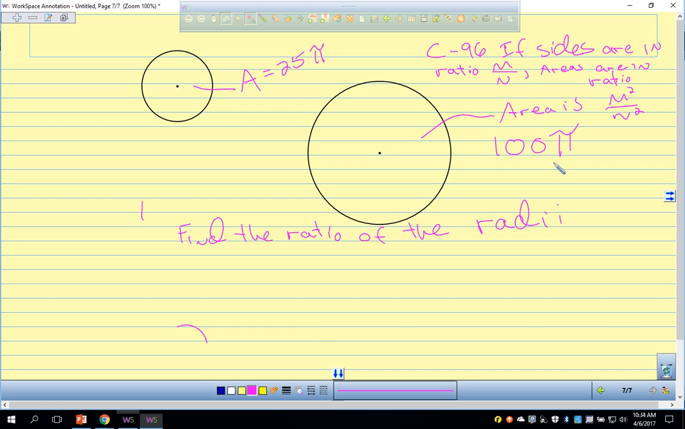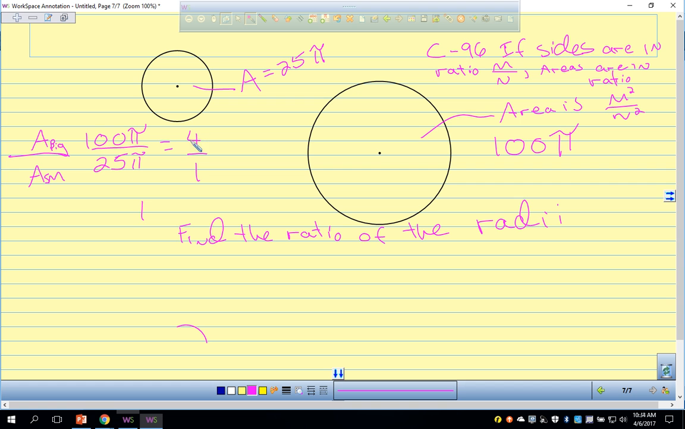So if I know that the ratio of the areas is 100 pi to 25 pi, area of the big to area of the small, what is that reduced to? 4 to 1, right? Is that the ratio of the sides? Or the ratio of the radii? No. That's the ratio of the areas.